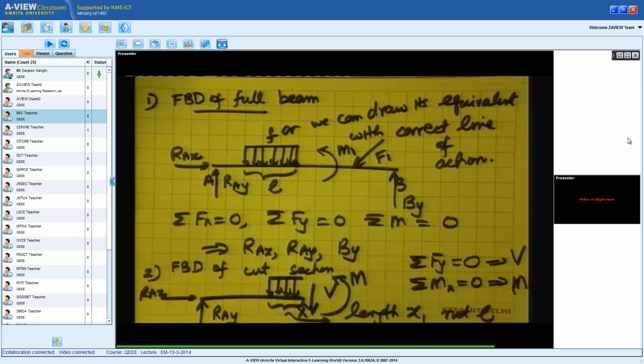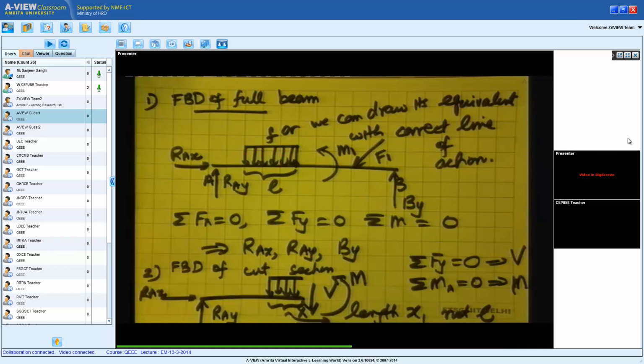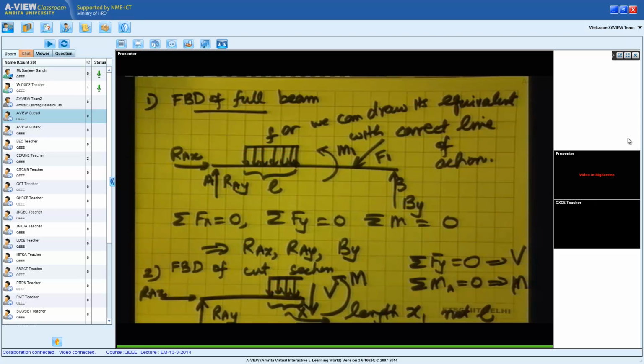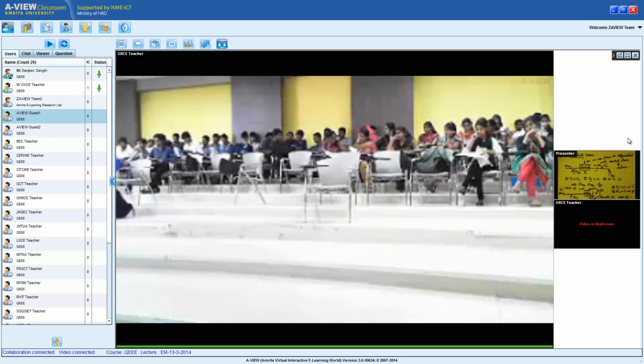So now let me try to interact. Some college, just random, please pick up one college where the video is working. No, not Pune always. Please take something else. We have to have some more colleges, otherwise we'll go back to CE Pune. I have nothing against CE Pune, but I've been interacting only with CE Pune always. Yes, okay, OXCE. I would like somebody to answer the question which I'm posing.